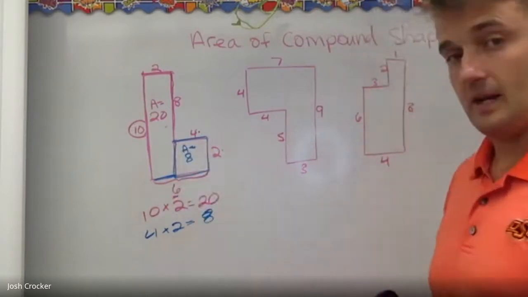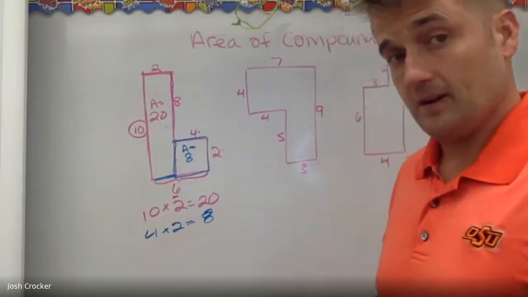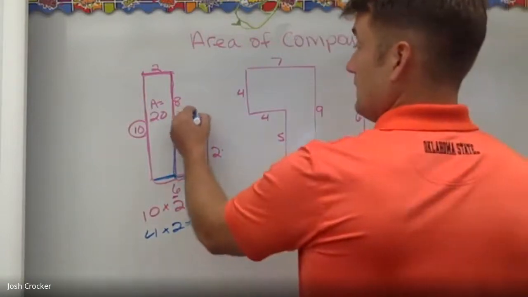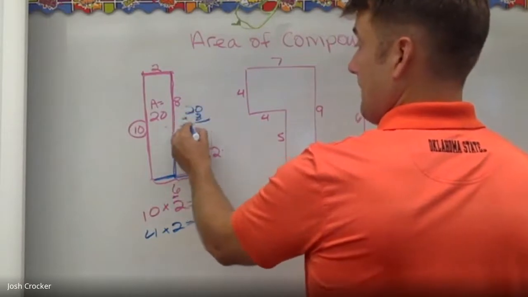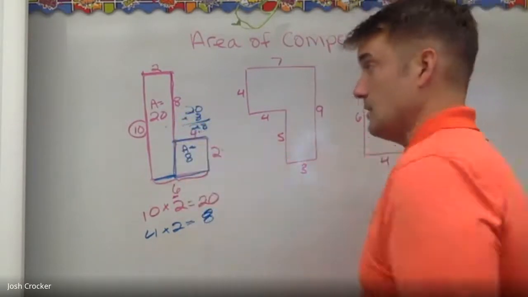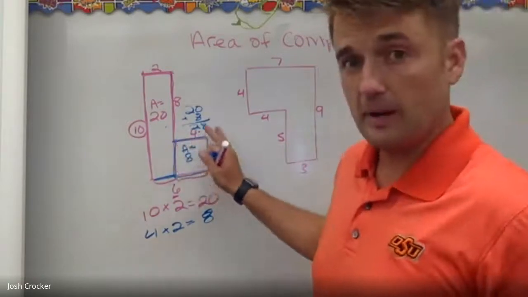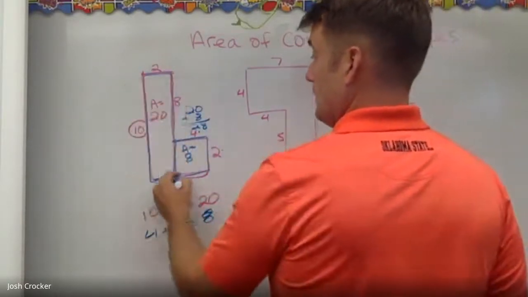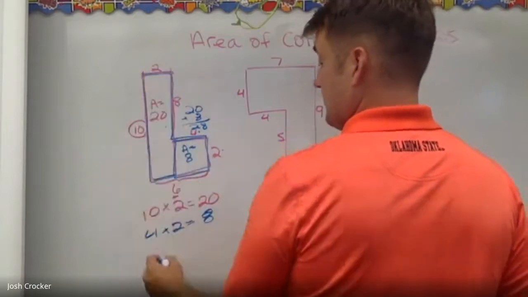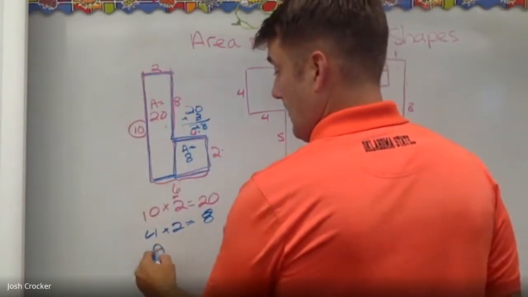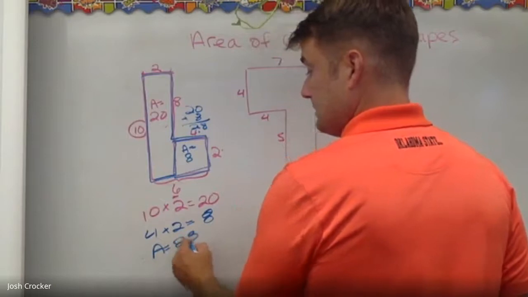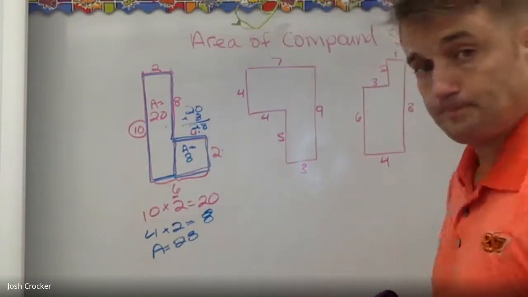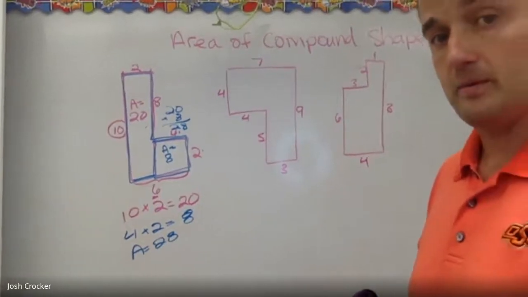So I chopped it, I found the area of each piece, and now I'm going to put the two pieces together. 20 plus 8 equals 28. So the area of this compound shape, the whole thing all together, is 28. Okay, let's look at the next example.